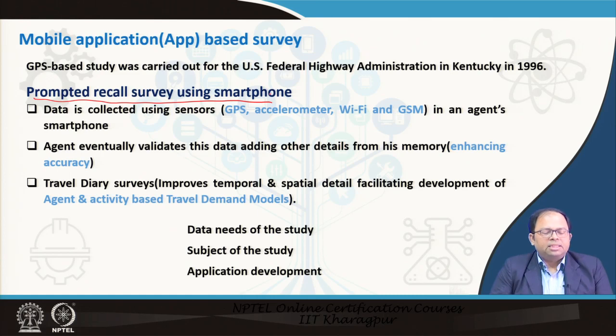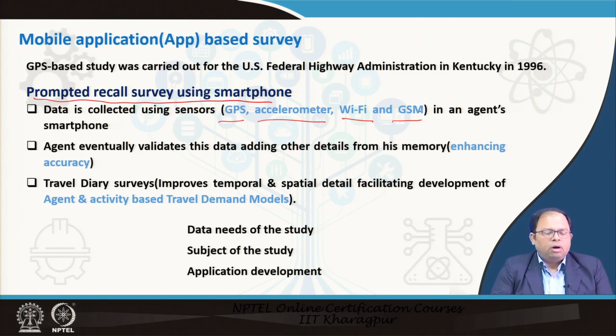So data is collected through the sensors that are installed in the mobile phone. A mobile phone has lots of sensors. It has an accelerometer, GPS. Using this, we can determine the location, the speed, and the direction of travel, and so on. And it has Wi-Fi and GSM communication modules through which it can send the data to a central server in real time. So this is why these systems are becoming very, very important in data collection.